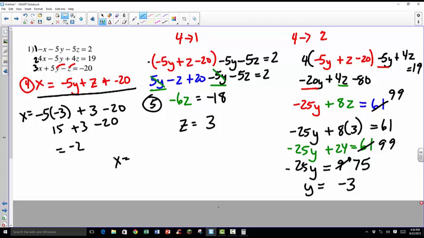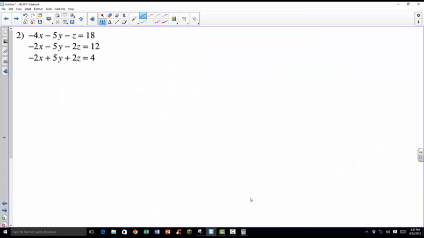Alright, so we know x is 2, y is negative 3, and z is 3. At this point, if you get how to do it, I want you to pause the video and see if you can work out the answers at the end. If you got the problem right, keep going, you'll get there eventually.